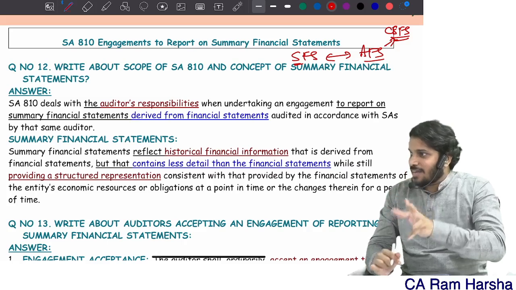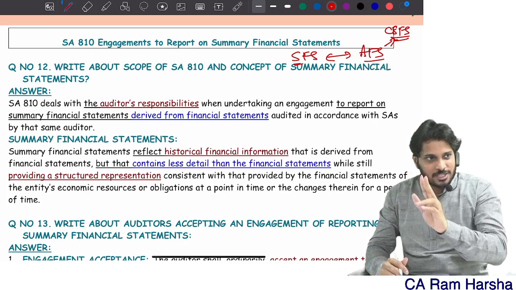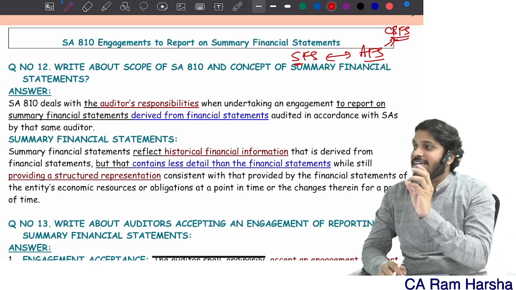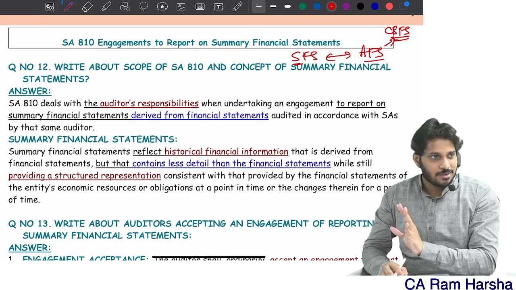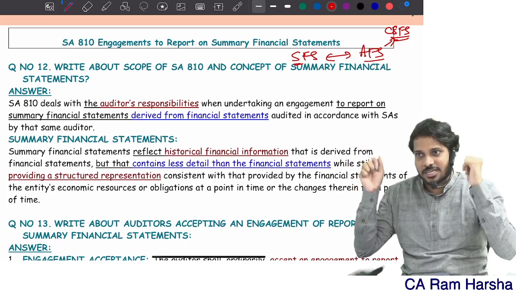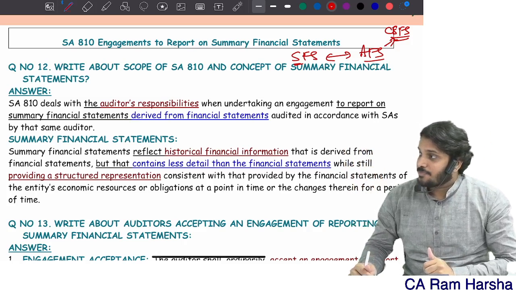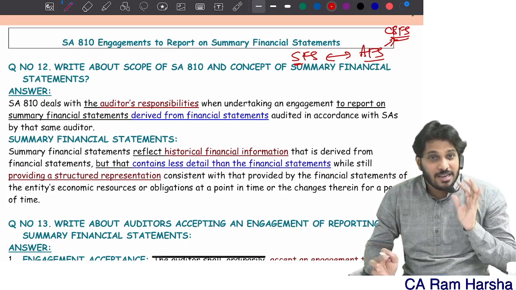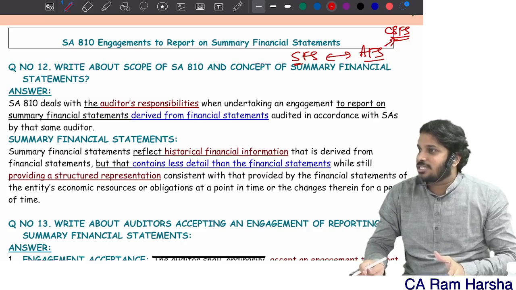Summary financials also will have these elements: balance sheet, P&L, cash flow, notes, statement of changes in equity, everything will be there. But all are in a condensed version. Whereas the complete set of financial statements means the full set, full version. Now here, you just have to give a report on summary financial statements.